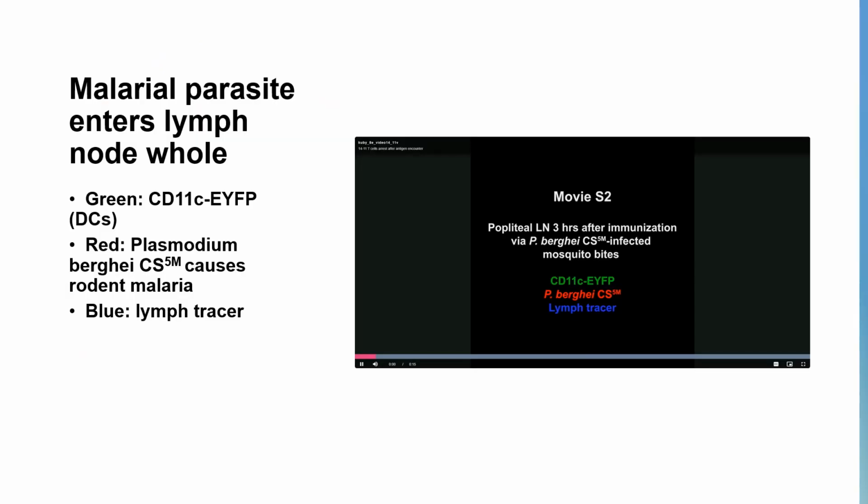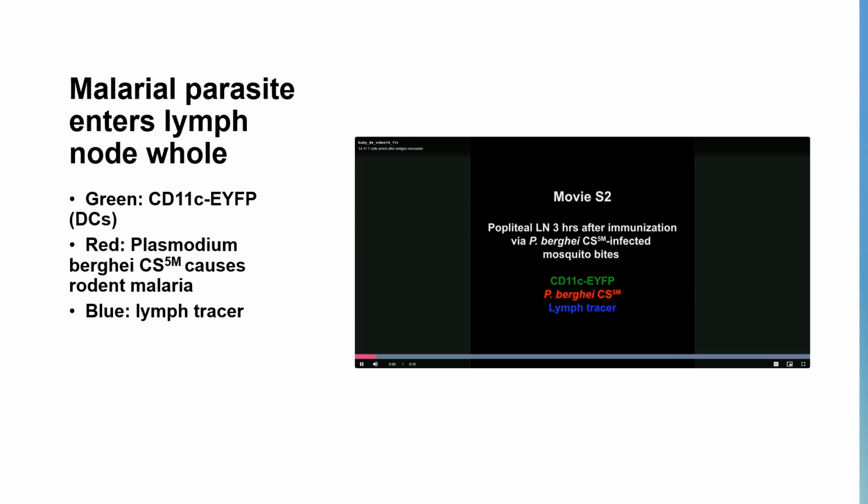And they actually got live imaging of this, which is cool. So the malarial parasite, they actually found it in a lymph node. So what you've got in this particular case is going to be some green CD11c positive cells. That means they're dendritic cells that express CD11c. Some red, that's going to be one little particular red worm-looking thing. That's going to be your Plasmodium berghei, which causes a rodent form of malaria. And then blue is just a lymphatic tracer so that you can actually see where the lymph fluid is actually moving and where it's actually going.